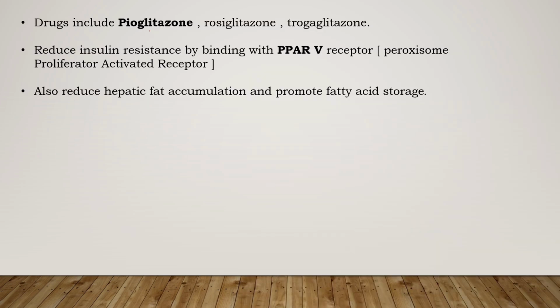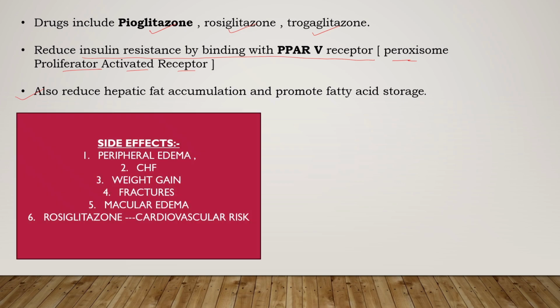Pioglitazone, rosiglitazone, and troglitazone are the drugs included in this category, and they reduce insulin resistance by binding with the PPAR gamma receptor, that is, the peroxisome proliferator-activated receptor. They also reduce hepatic fat accumulation and promote fatty acid uptake. Side effects include peripheral edema, CHF, weight gain, fractures, macular edema, etc. The drug we usually avoid in cardiovascular risk is rosiglitazone. We also avoid pioglitazone in cardiovascular diseases.